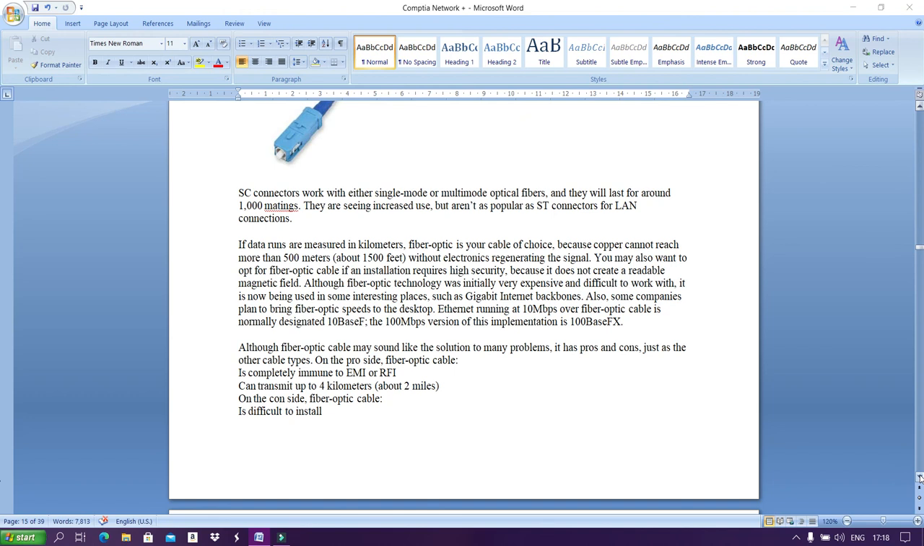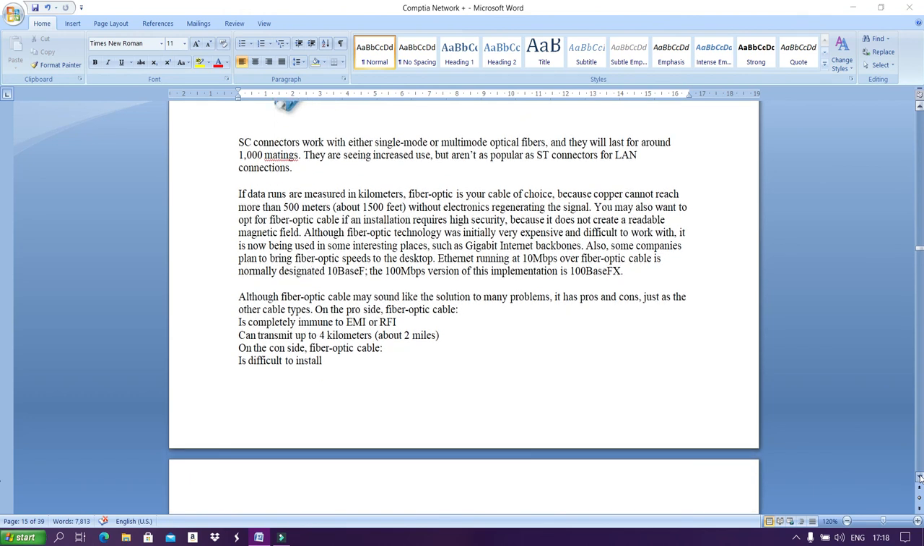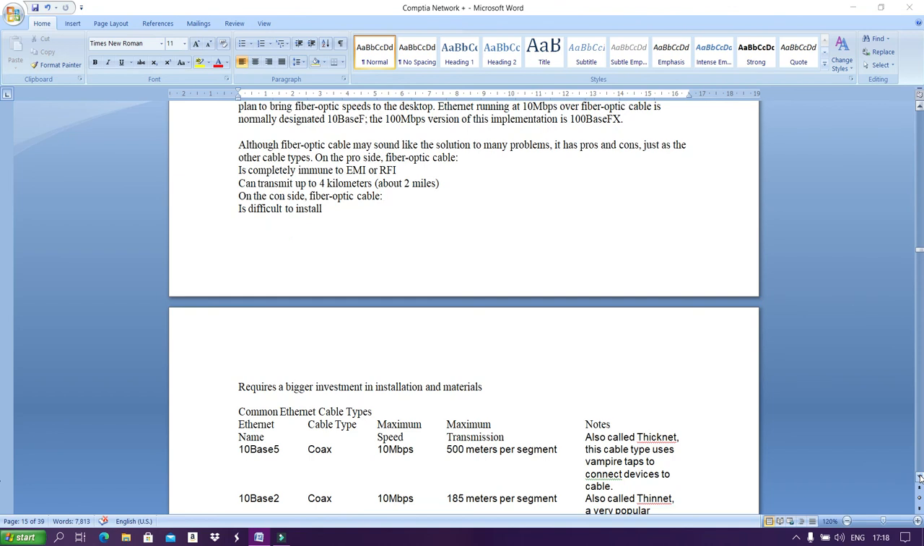On the con side, it is difficult to install, and requires a bigger investment in installation and materials.